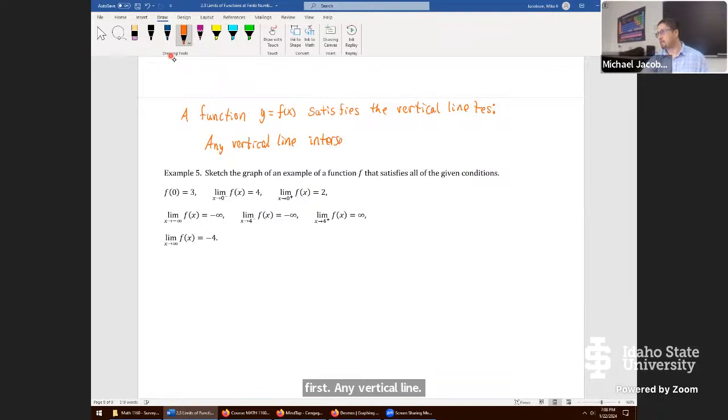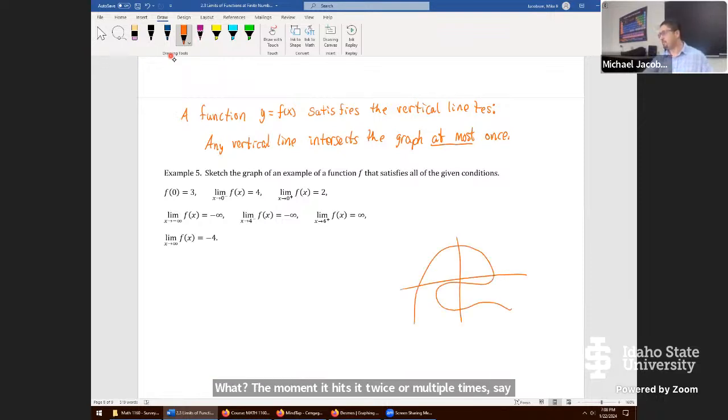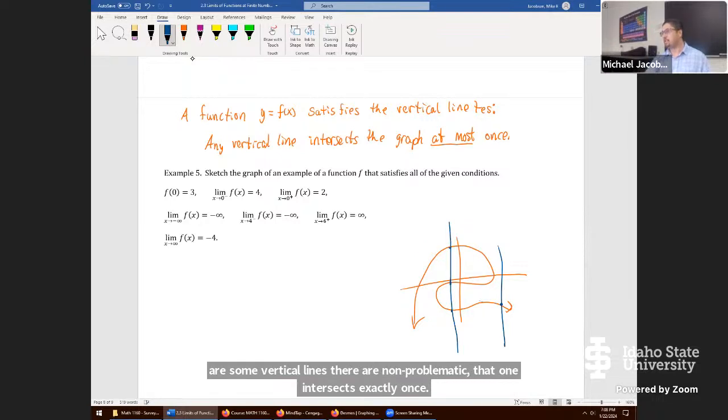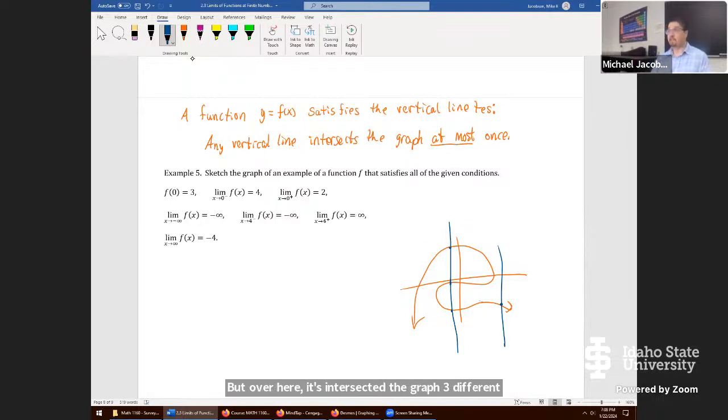intersects the graph at most once. The moment it hits it twice or multiple times, say on this graph right here, we've got a problem. This would never be the graph of a function. Since there are some vertical lines that are non-problematic, that one intersects exactly once. But over here, it's intersected the graph 3 different times. No function could actually give this kind of behavior with just a single independent variable x.